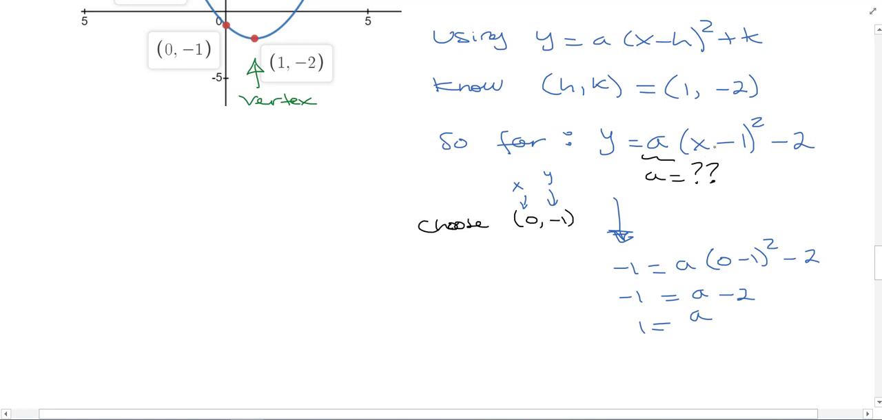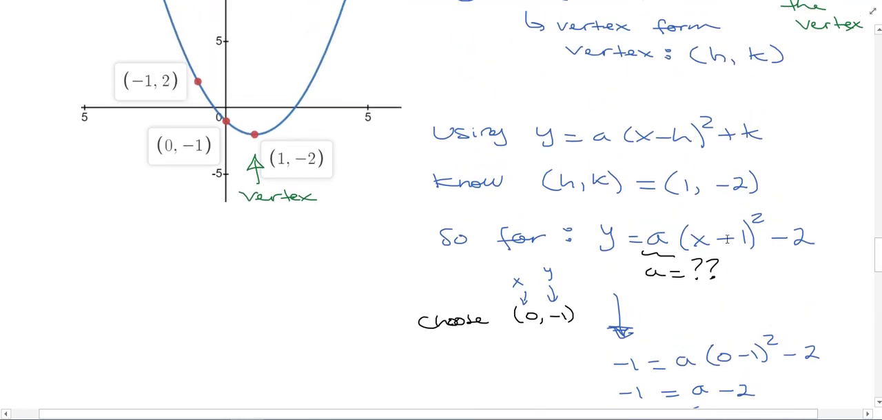And so now I can finish our equation. So I can say, therefore, those little dots in the triangle, it means therefore, y equals, so I can call it f of x, is equal to a is 1, so I'm not going to write it, so it'll be x minus h, x minus 1 squared minus 2. Because a is 1, we just put it there as an invisible one, and that is our function.